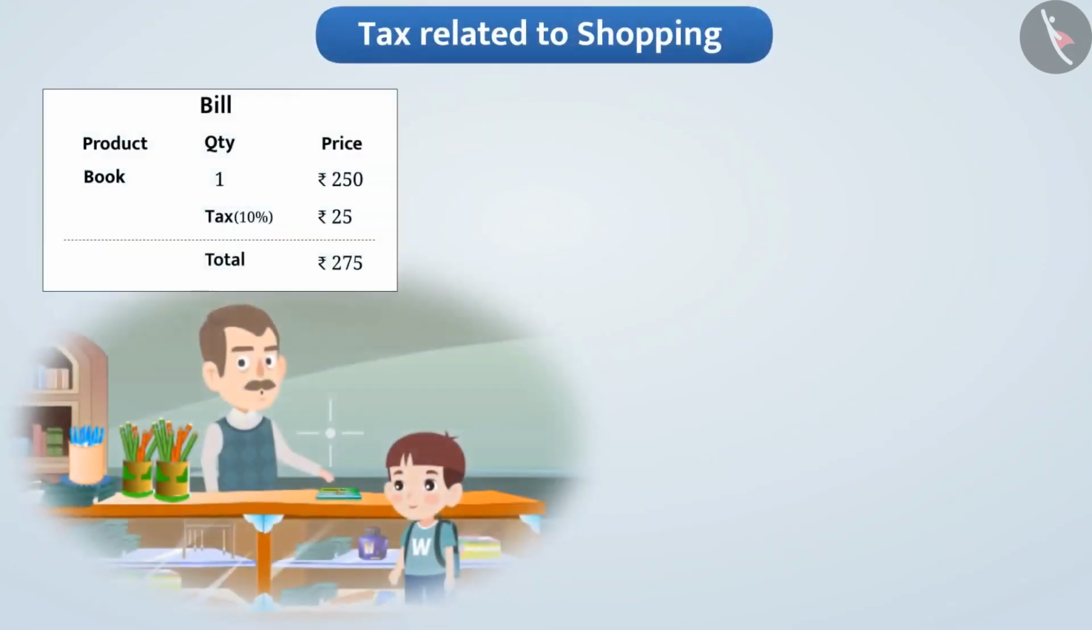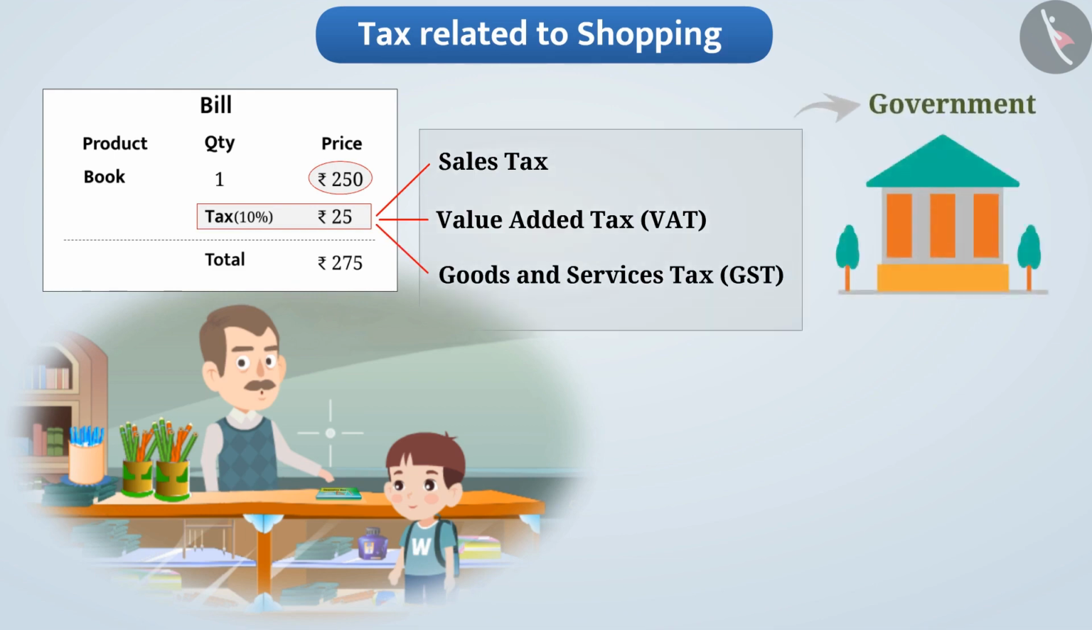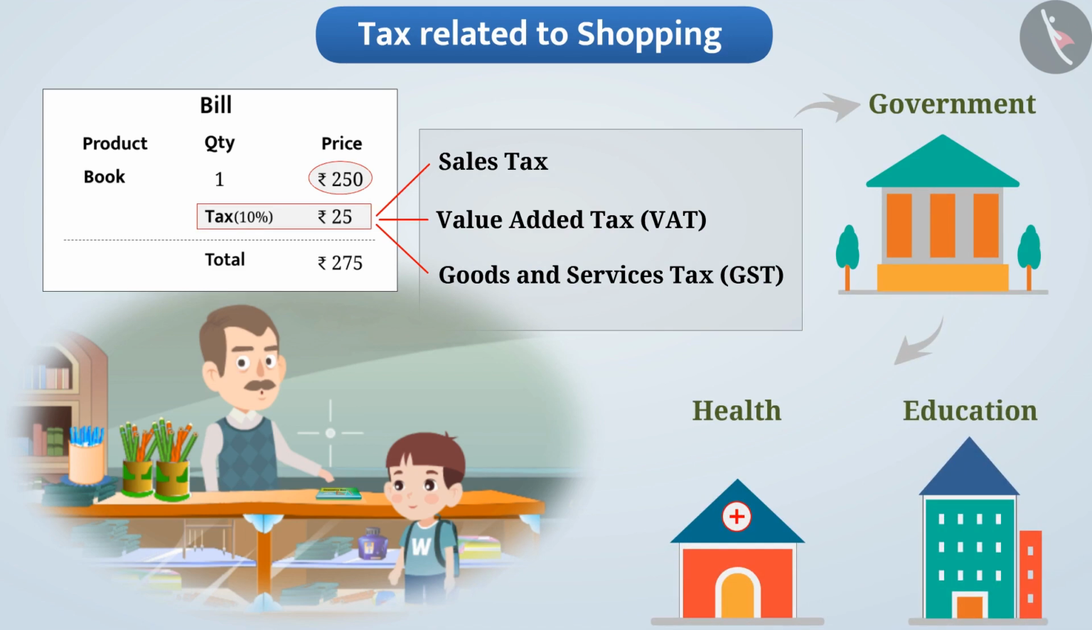Now, let's know about the tax related to shopping. We buy different kinds of things. Have you looked at the shopping bill properly? You may have found that some additional value along with the value of the item is charged as tax, such as sales tax, value added tax, or goods and services tax, that is GST, etc. This tax is paid to the government, which the government spends for the facilities like health, education, etc. Most taxes are represented as percentage. Let us learn some examples how they are calculated.